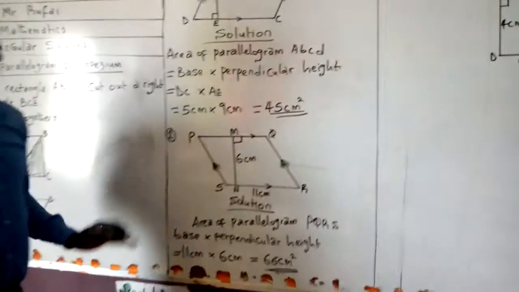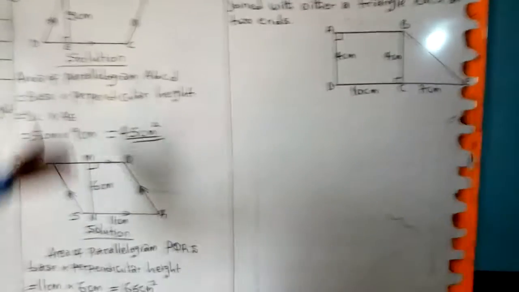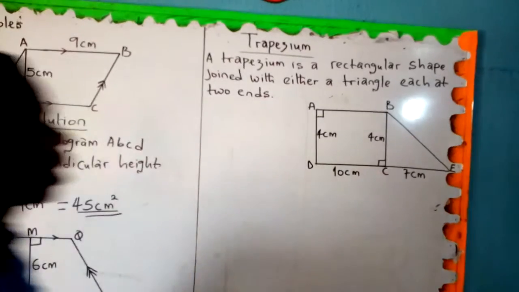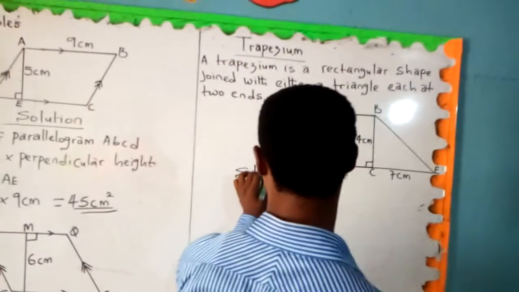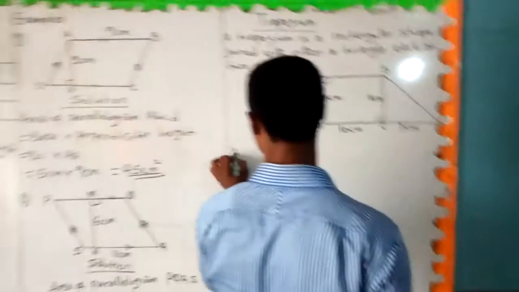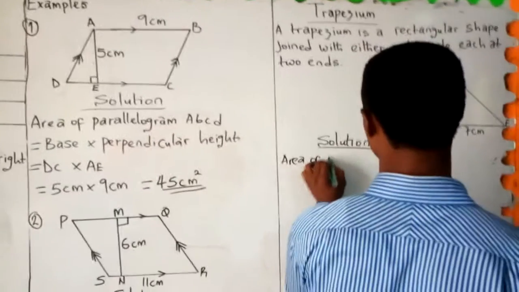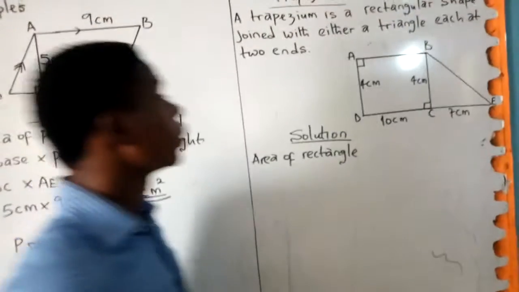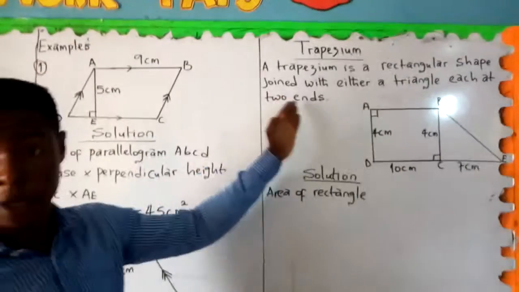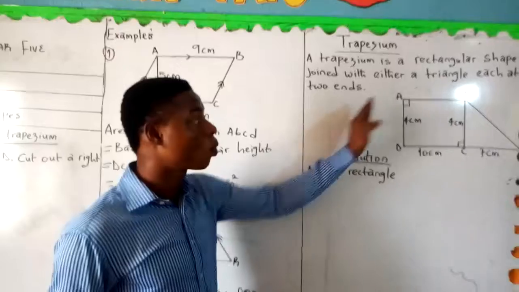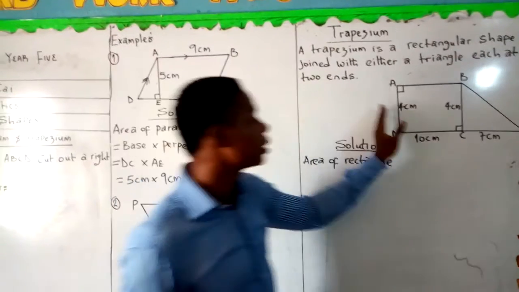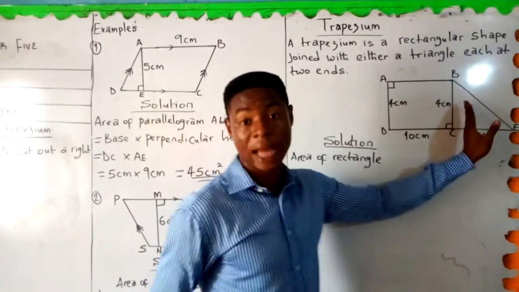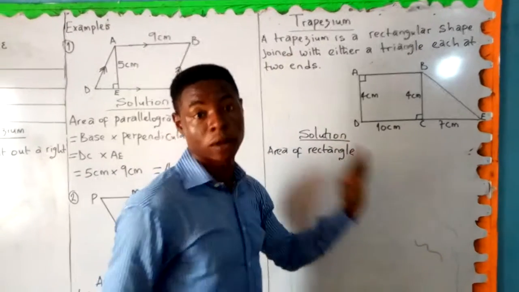That is for that. So this is parallelogram, and now we are going to look into trapezium. From here you write solution. Sorry for that. A trapezium is a rectangular shape joined with a triangle at either end. When you take a look at this, we have two shapes here, a rectangle and a triangle. So that is the definition of a trapezium.